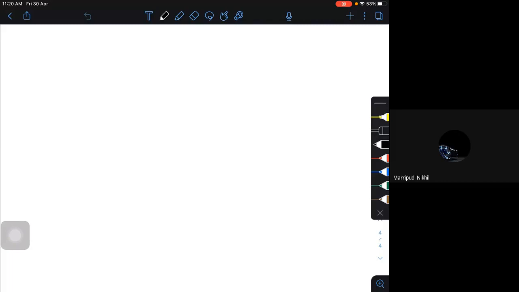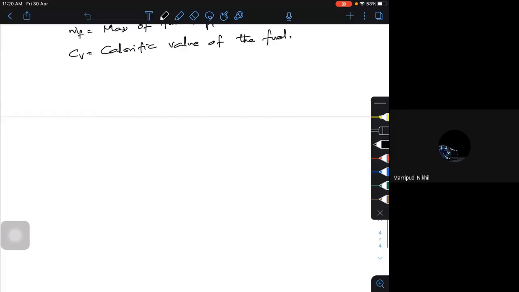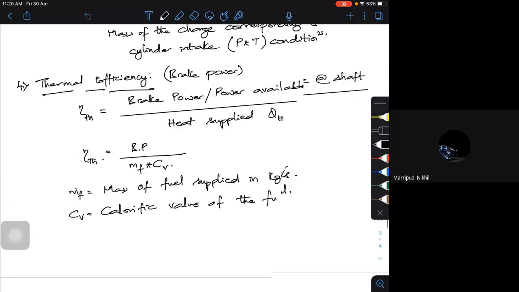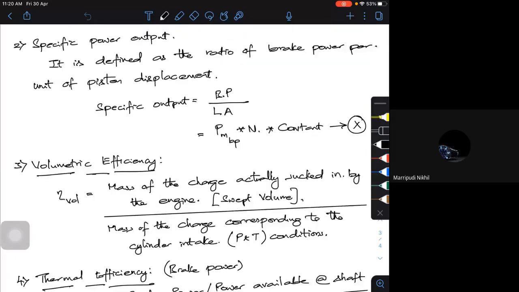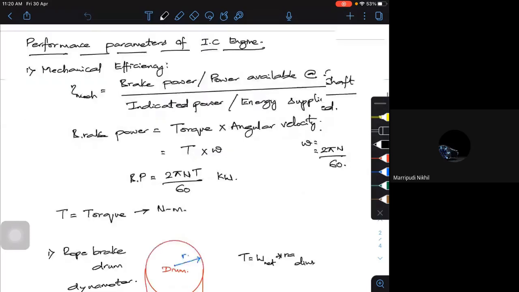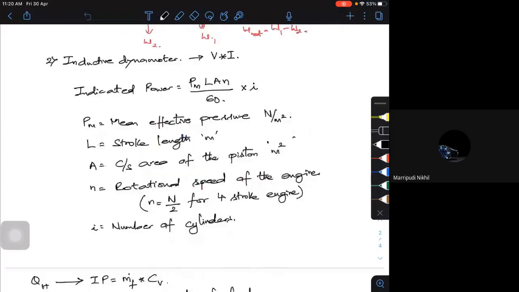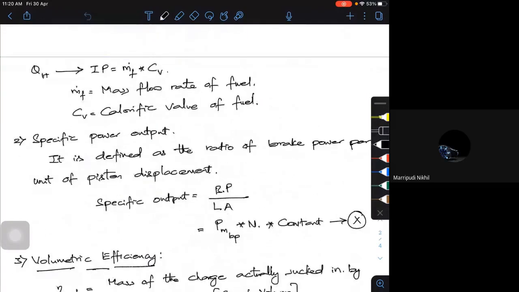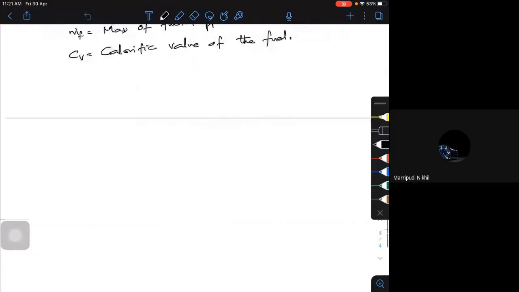Okay, fine. So in the last class, we were looking at the internal combustion engines, and in the process, we dipped into some of the performance parameters of IC engine. One, we started up with the mechanical efficiency. Then, what do you mean by indicated power? Then what do you mean by brake power? What is specific power output? Volumetric efficiency, and we ended up with thermal efficiency.